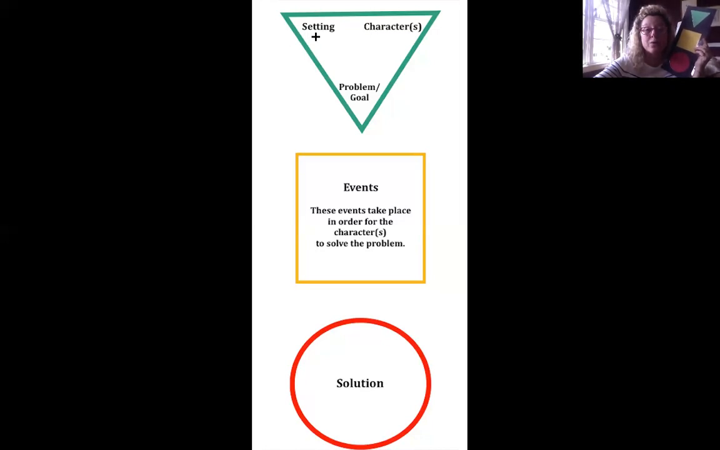that you will include the setting, the characters, and the problem or goal that happens at the beginning of the story. You'll retell the middle of the story by telling one, two, three, four events that take place in order. And then you wrap up the story at the end by telling what happens as the solution and how the story ends. So that's everything you need to know as you're using the shape map for retelling.